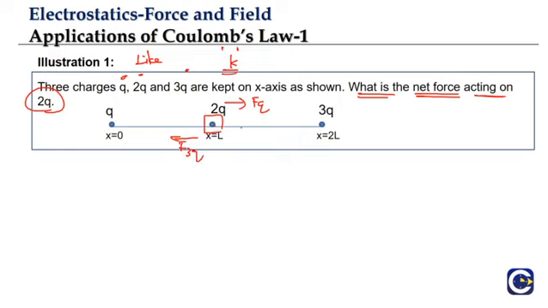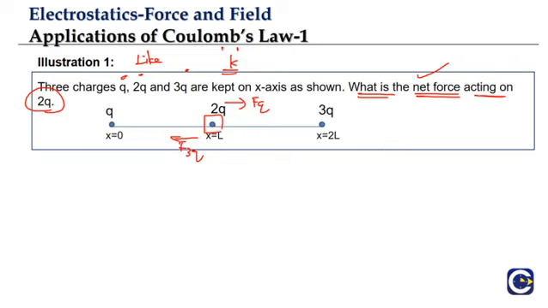So we see that on 2Q there are two forces acting, and these two forces are in opposite directions. This is like two vectors which are anti-parallel. Now we need to find the net force or the resultant force. How do you find the net or resultant force? The net or resultant will be the higher value of force minus the lower value of force.